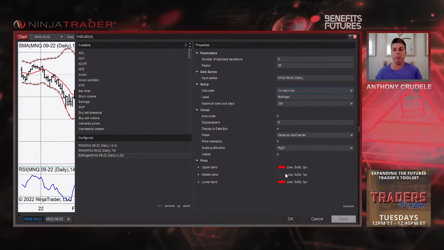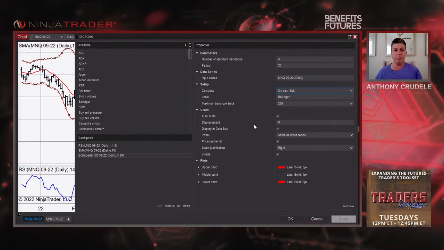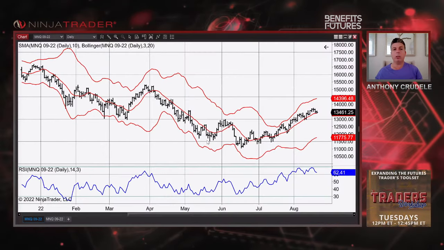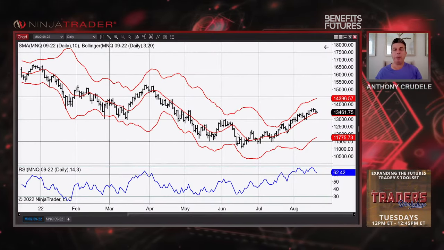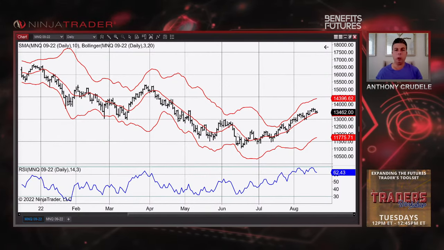So to me, I just make it transparent and that's all I use for the basic settings. And this is my default settings for the Bollinger Bands on here. Now, also I add a 10 period moving average, just a simple moving average. And that's what I use over what the middle Bollinger Band would be.